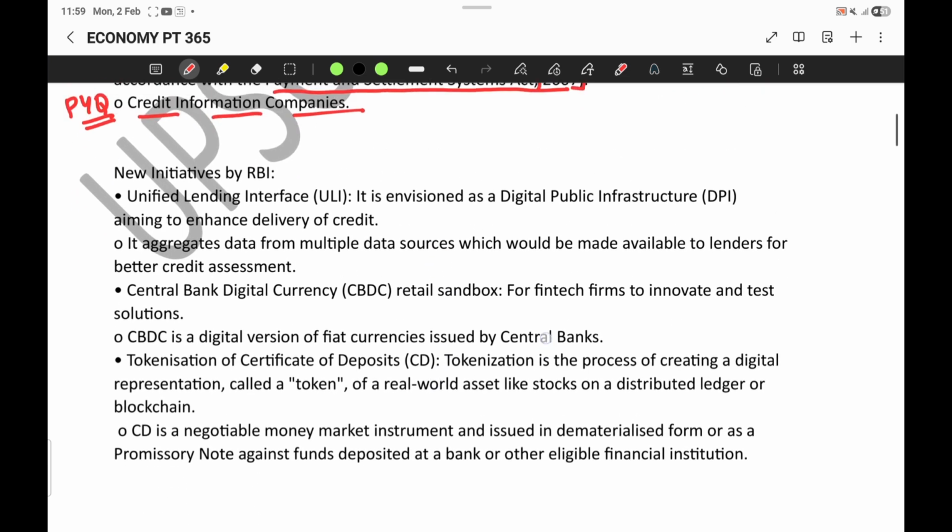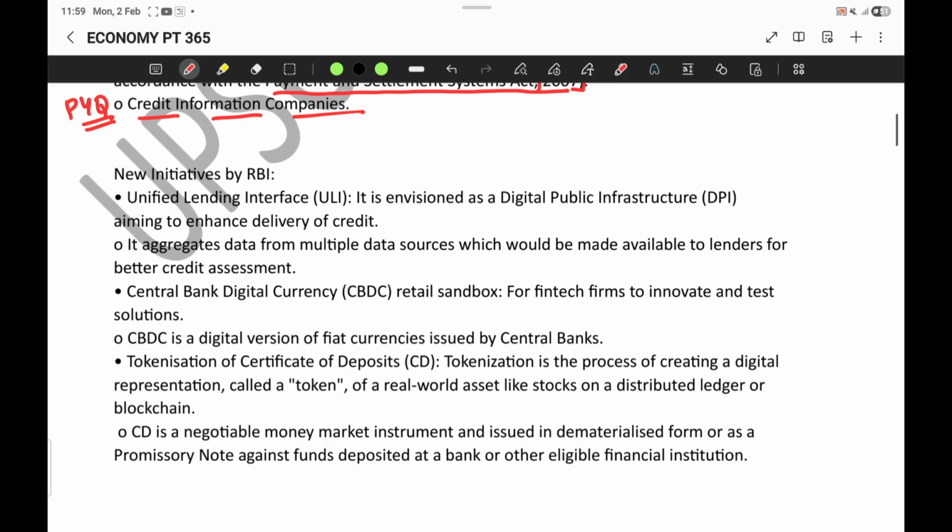Next, RBI has come up with a new initiative. Let us look into that. What new initiative has it come up with? RBI has come up with a unified lending interface. What is the unified lending interface? Unified lending interface is nothing but a digital public infrastructure, aiming to enhance the delivery of credit. Credit means providing loans for the requirements of infrastructure or economic growth in the country.